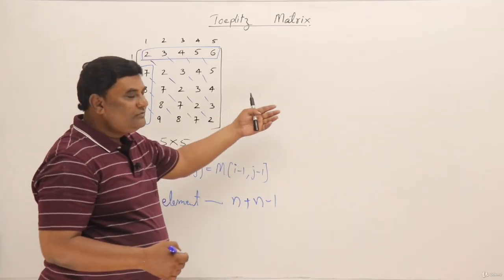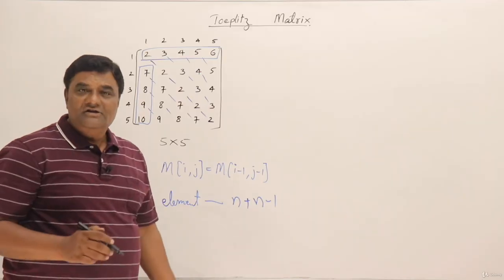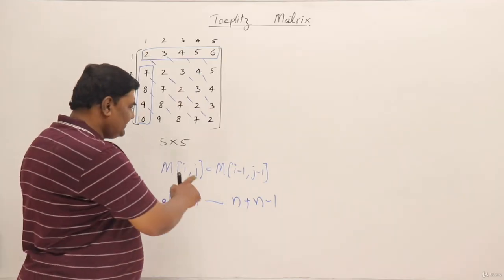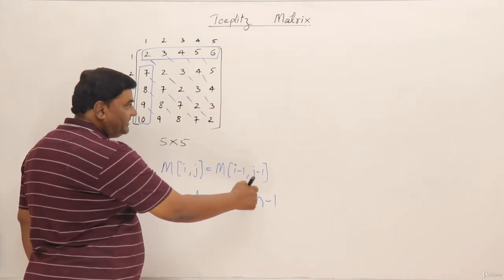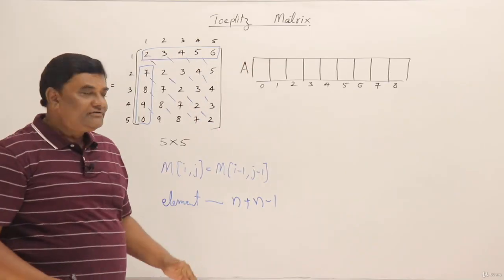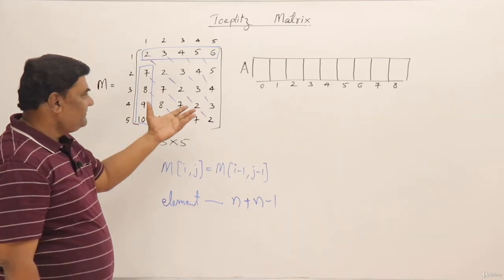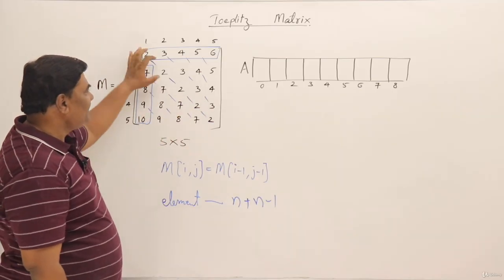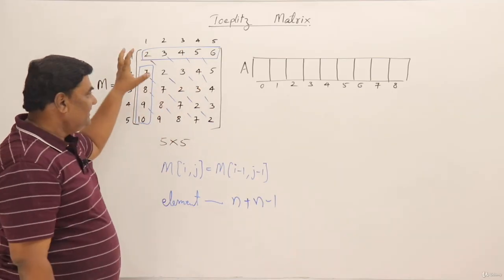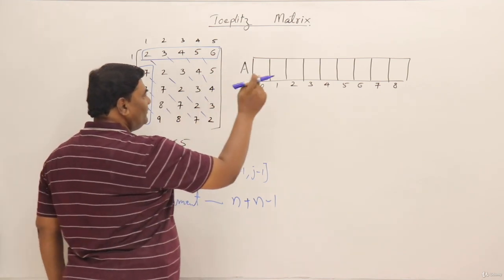So let us see how to represent this one. So I'll take an array and store all these elements. So what should be the size of the array? The size of the array should be 5 plus 5, 10, 10 minus 1, 9. So I will take an array of size 9. Now how to represent these elements? I don't have to store all the elements. First I will be storing the first row elements. Then let us store the column elements. That is sufficient. So first row elements 2, 3, 4, 5, 6.